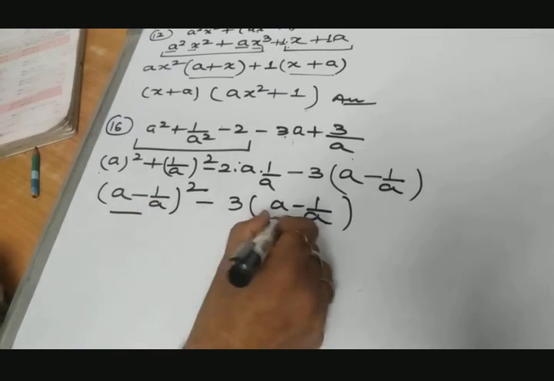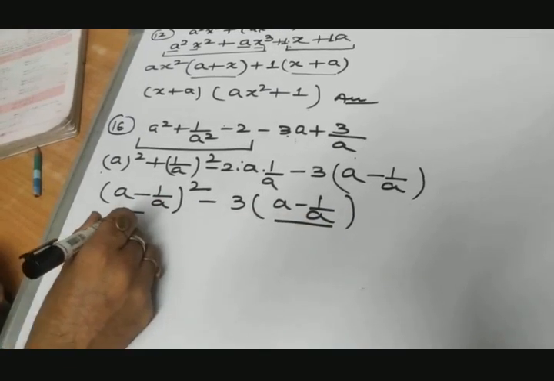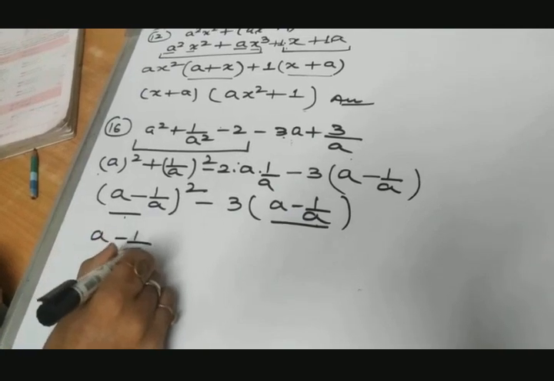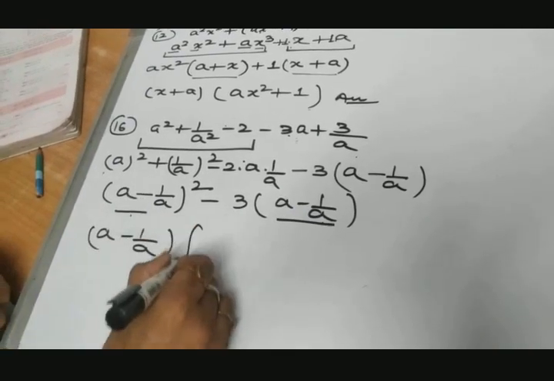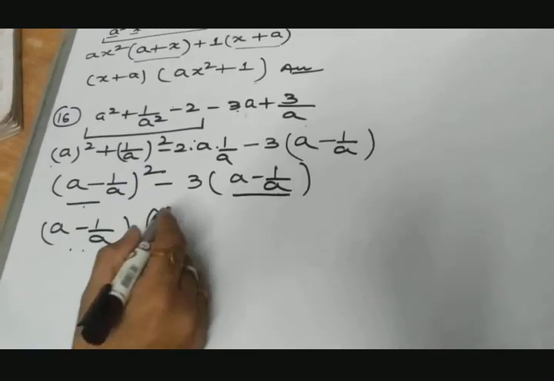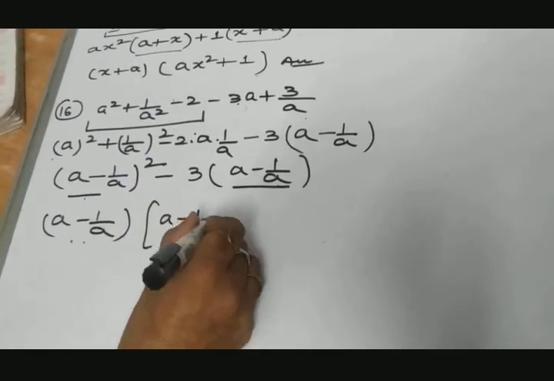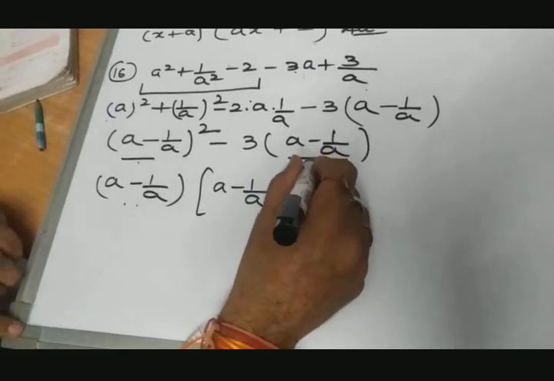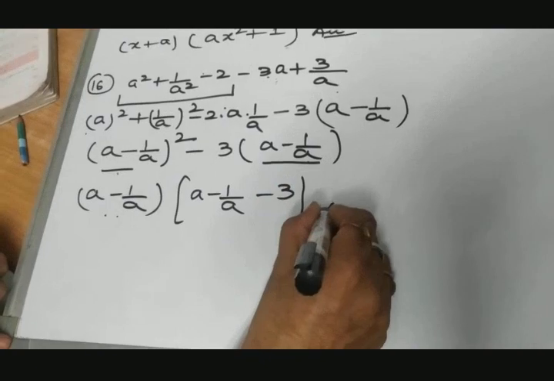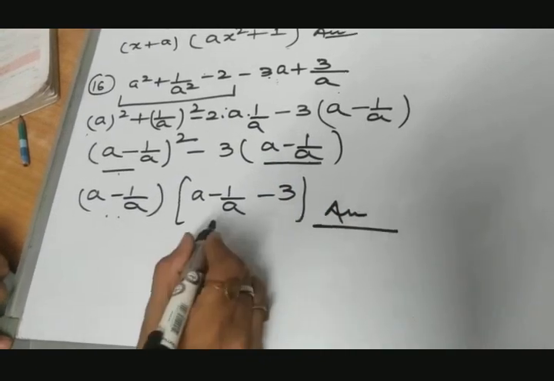Now this term contains a minus 1 upon a, and this also contains a minus 1 upon a, so we take a minus 1 upon a as the common. When we divide the first term, a minus 1 upon a whole square, by a minus 1 upon a, the answer will be a minus 1 upon a, and when we divide the second term by a minus 1 upon a, its answer will be minus 3. It is your required answer.